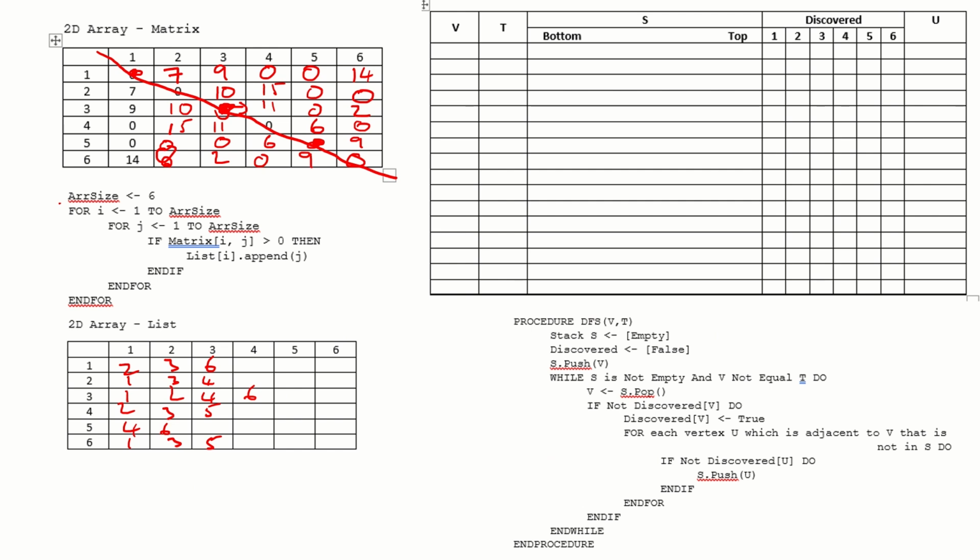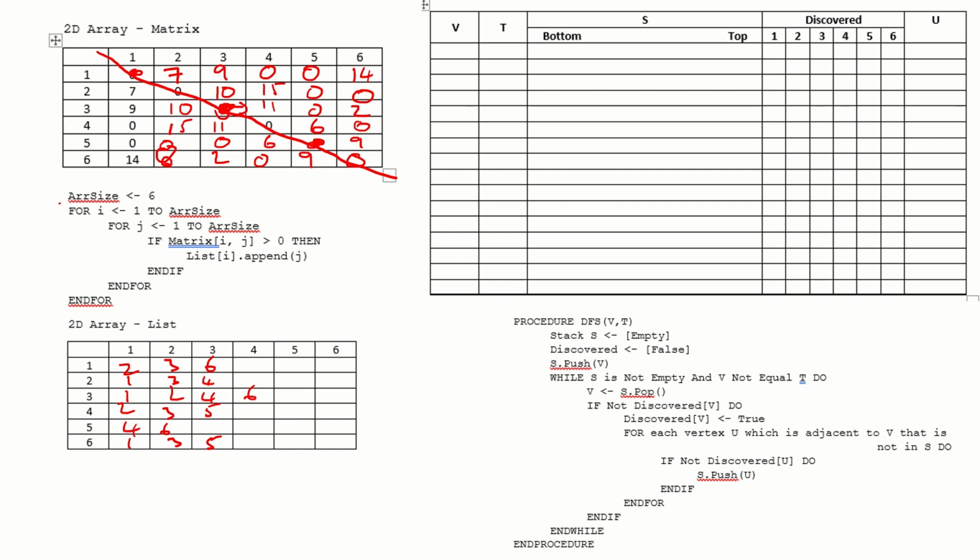If you're going to write this in Java or Python or VB or whatever, then you would need to write much more complex code than that. But that's fine. We can just use it as it is and apply a bit of English common sense to it rather than writing all the extra code there. So all the nodes that are adjacent to V that are not in S. Well, there's nothing in S at the minute anyway, so it's going to be 2, 3, 6. So U will be 2. What do we do? If it's not discovered, then push it. We'll push it onto the stack.